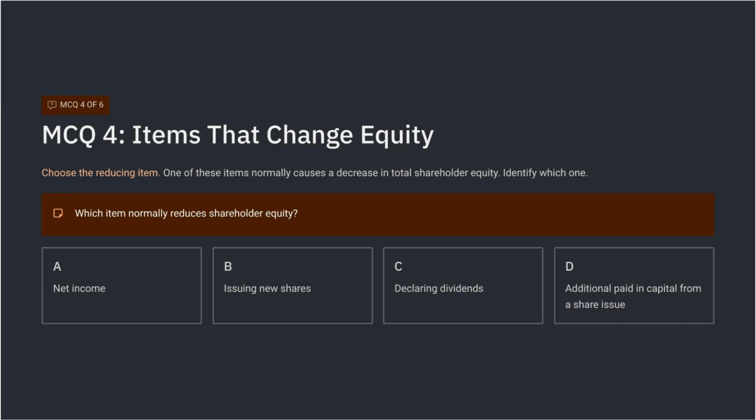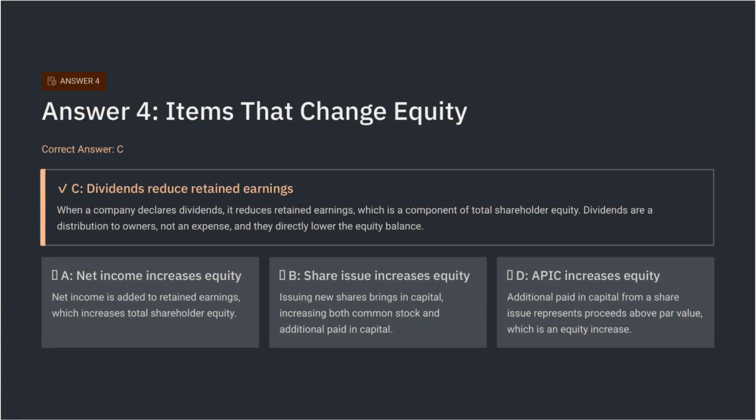This is a practical question. Ask yourself, which item represents value being distributed to owners or taken out of retained earnings? One option usually reduces equity, while the other three normally increase equity or support equity. The correct answer is C, declaring dividends. Dividends generally reduce retained earnings, and retained earnings are part of shareholder equity. That is why dividends normally reduce total equity.